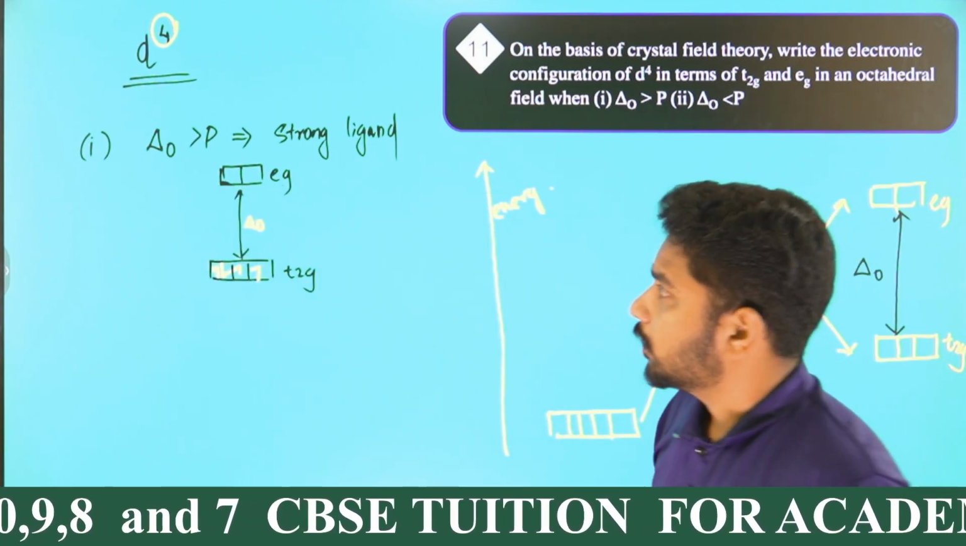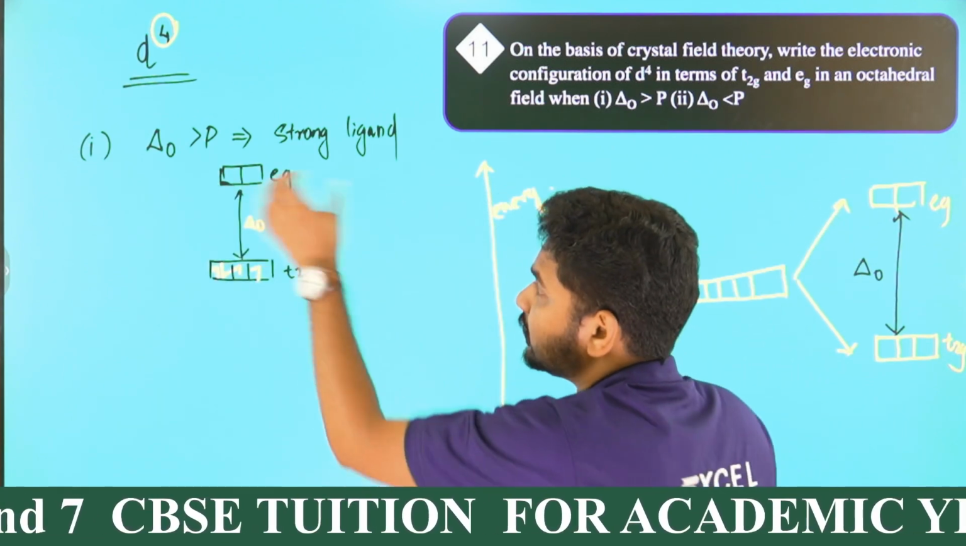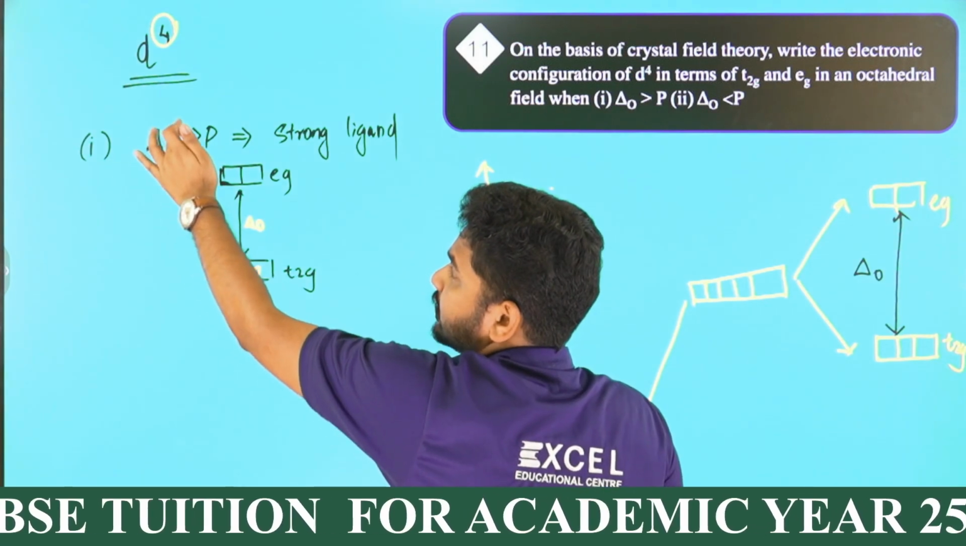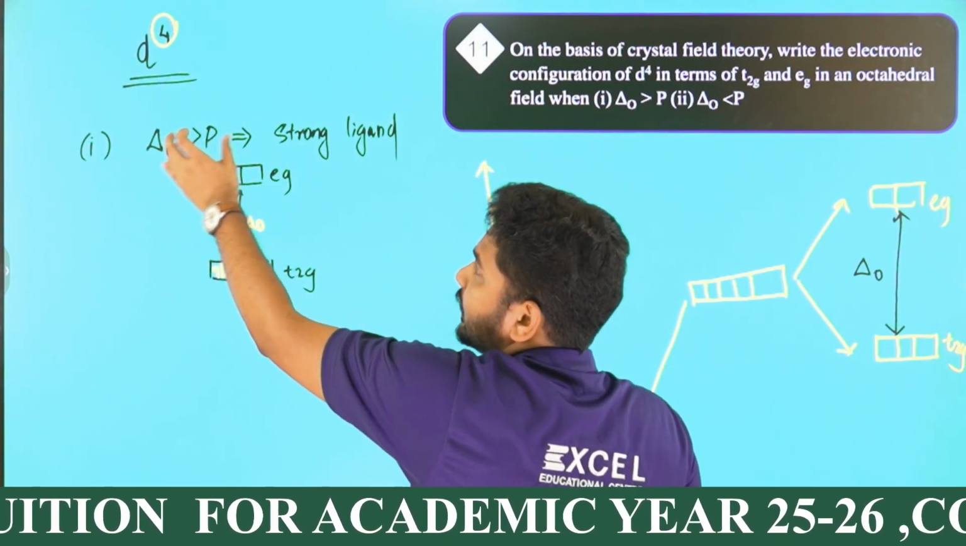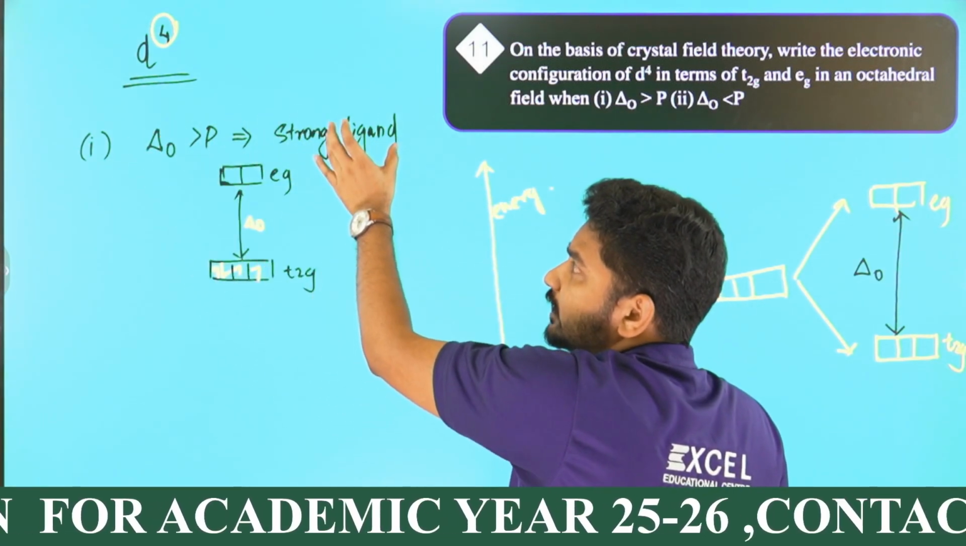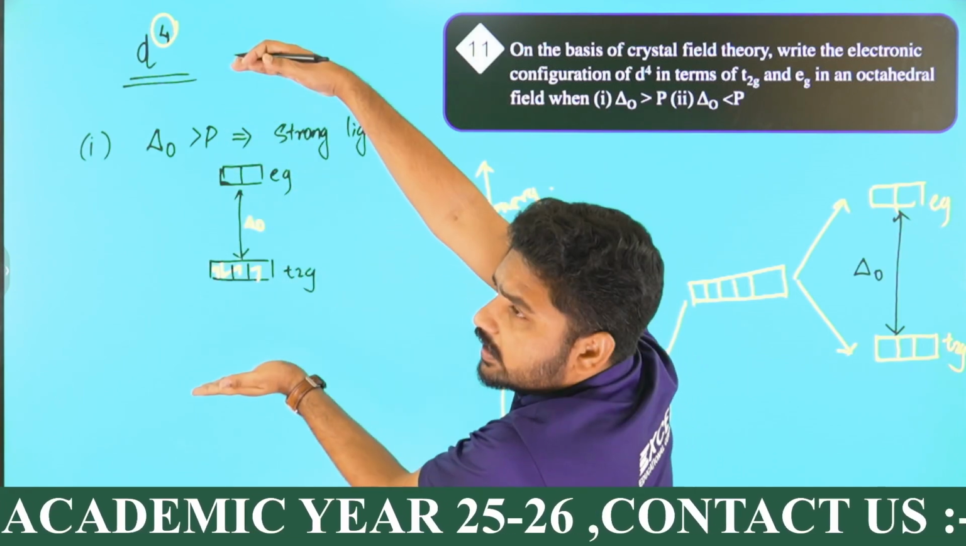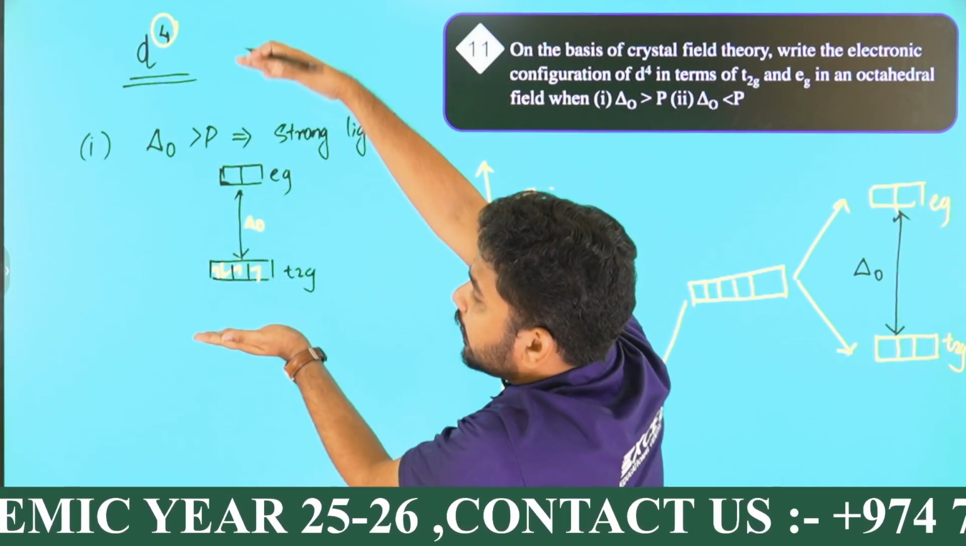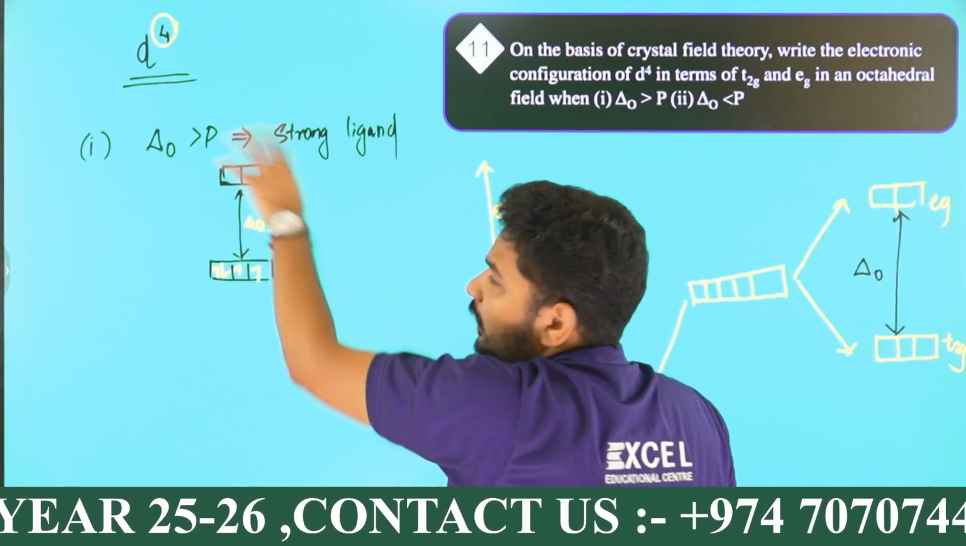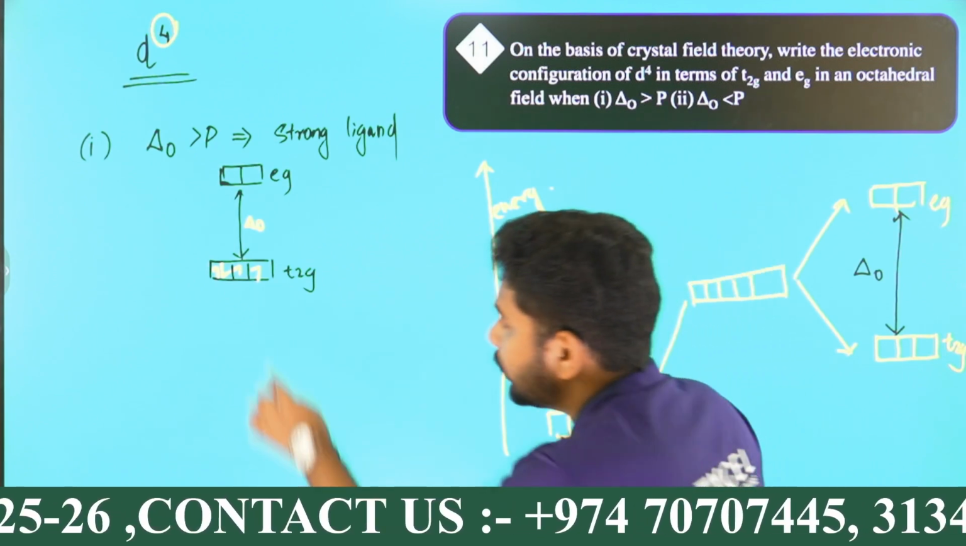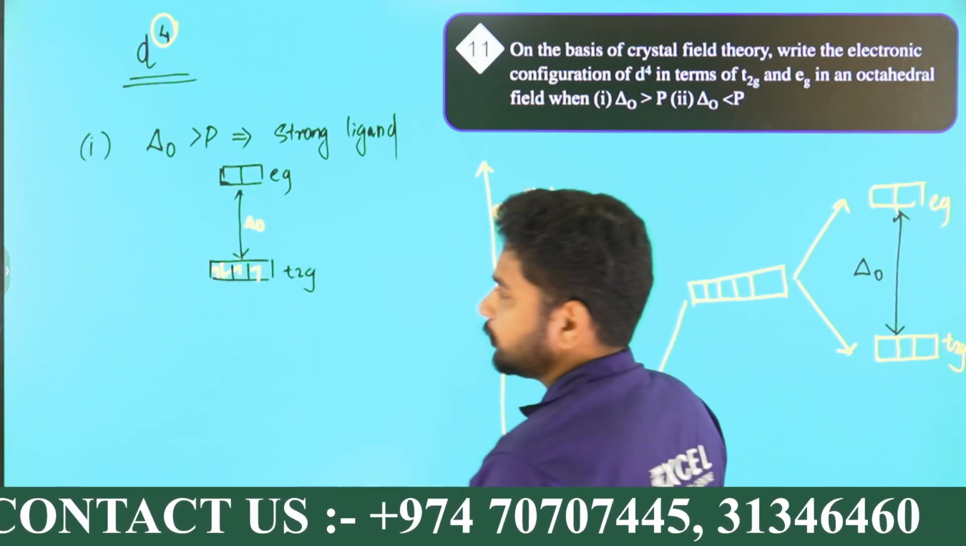Understood? So remember this concept. This is the point: if delta O is greater than P, that indicates a strong ligand. If it is a strong ligand, the splitting will be very high. Since the splitting is high, the 4th electron will not go to the eg. It will be paired in the t2g itself.